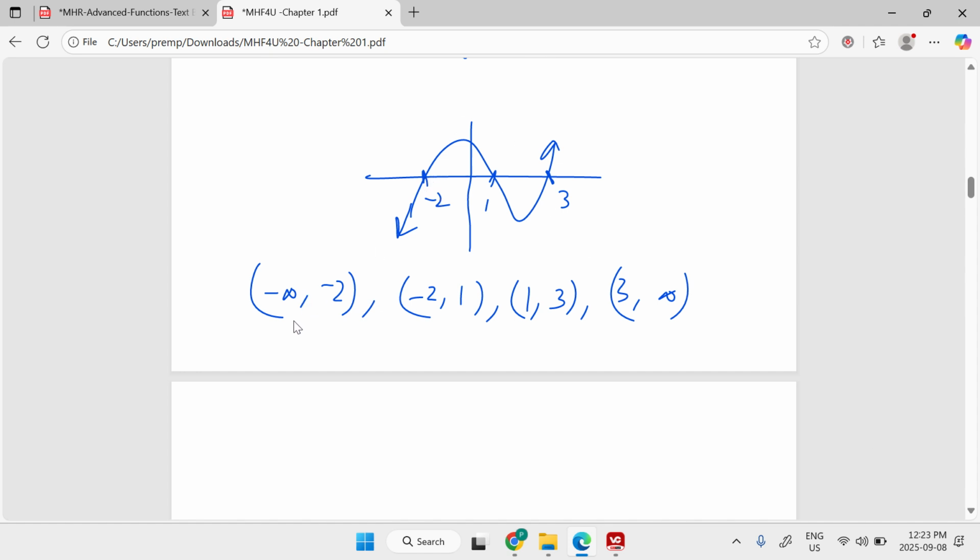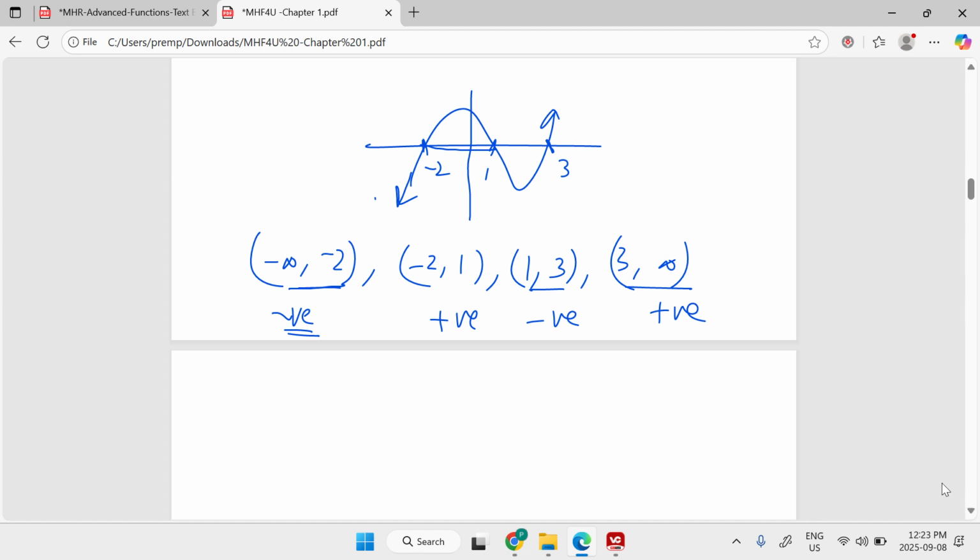Now if you look into negative infinity to negative 2, all your values are below 0. That means here the function is negative, and it is always alternate, students. So here it's negative, now it's positive. You can also see all the values for this interval, they are above 0, and 1 to 3 again it's negative, and 3 to infinity again it's positive. So this way you can also find where the function is positive, where it's negative.